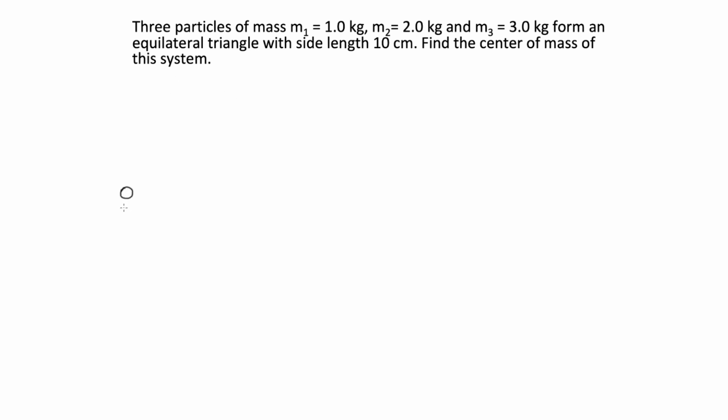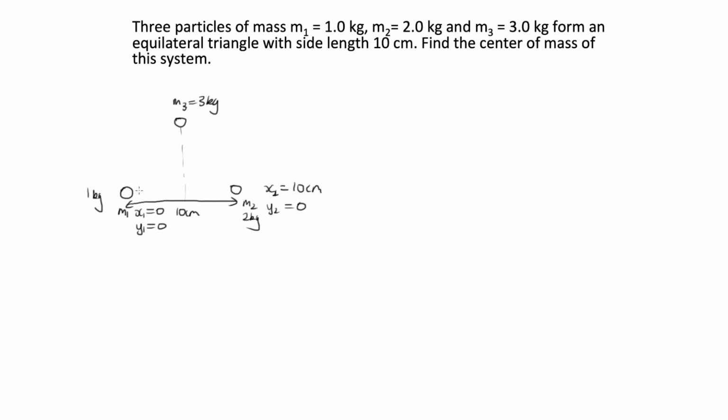Let's put M1 at our origin, so M1 has X1 equal to 0 and Y1 equal to 0. Now we'll put M2 10 centimeters away along the x-axis. So this here is 10 centimeters and this is M2, located at x2 equal to 10 centimeters and y2 equal to 0. And then it's an equilateral triangle, so M3 is up here. M3 is 3 kilograms, this is 2 kilograms, this is 1 kilogram.